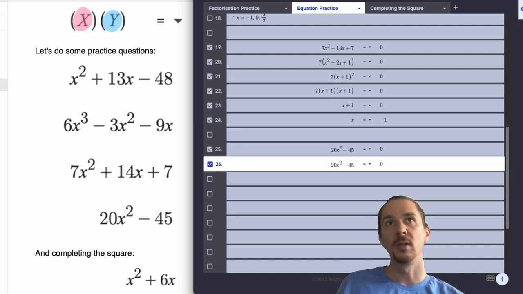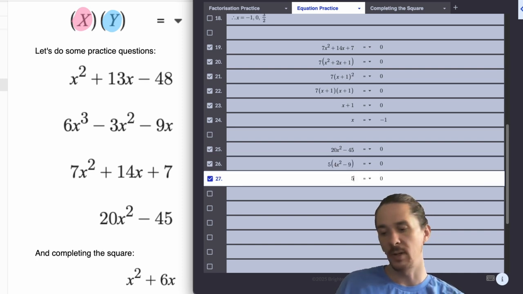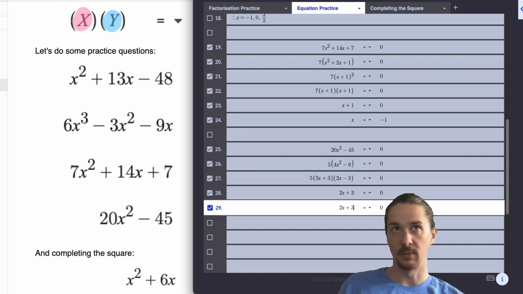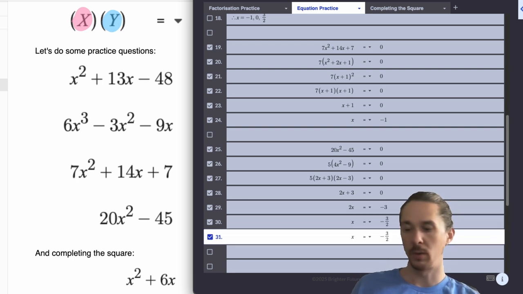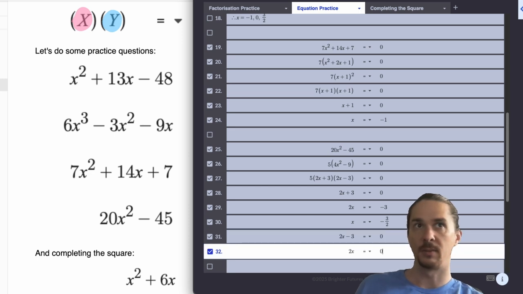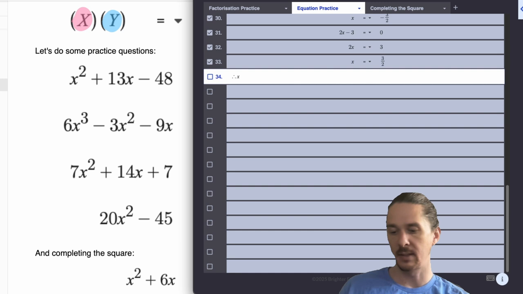Now, finally, for this one, I'm going to pull out a common factor of 5, which means this will become 4, and this will become 9. Now we have a difference of 2 squares here. So we're going to have 2x plus 3 times 2x minus 3, like that. This means that either 2x plus 3 is equal to 0, in which case 2x equals -3, and x equals -3 on 2, or 2x minus 3 equals 0, in which case 2x is going to be equal to 3, and x is going to be equal to 3 on 2. In other words, x is equal to -3 over 2, or +3 over 2.